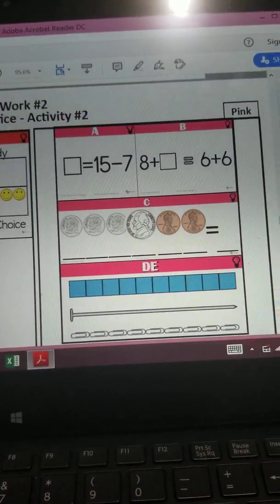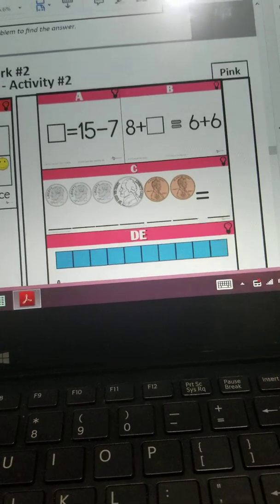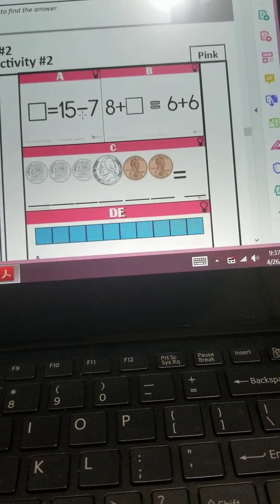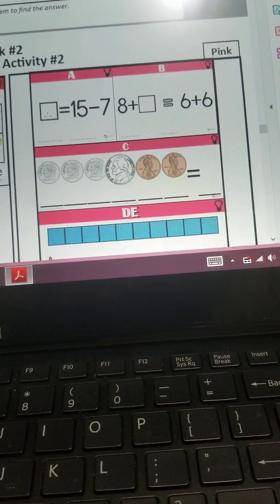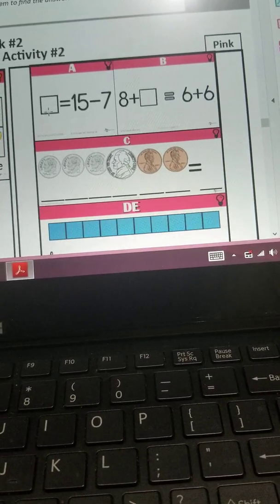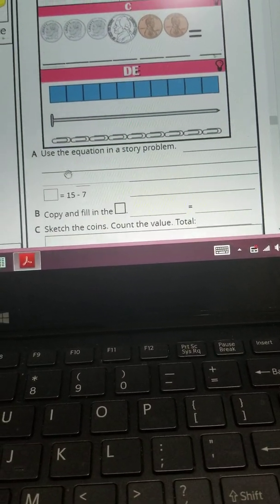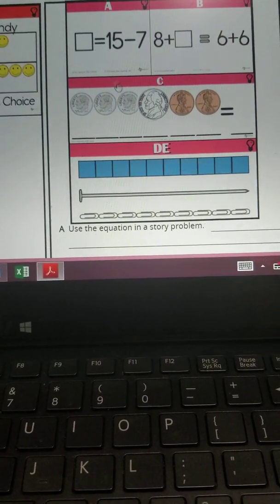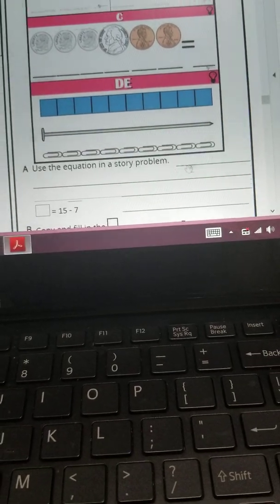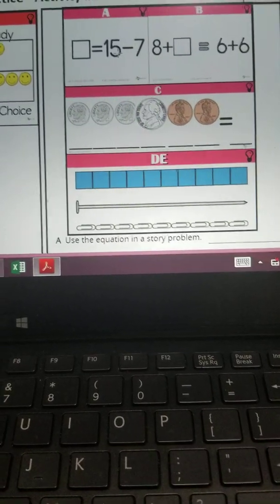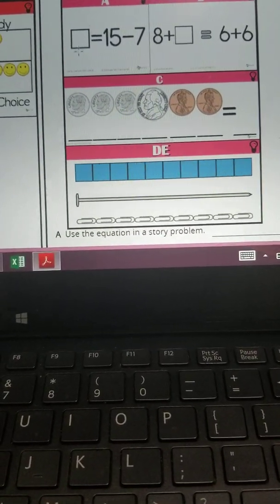Okay? Now we're going to go ahead and look over at the other side, which is color pink. And you have A, which is a subtraction problem. It's just backwards, but it's okay. You have to figure out what 15 take away 7 is. Write your answer here. And then it's asking, use the equation in a story problem. So now that after you figure out your answer, you can write a simple story problem. I had 15 lollipops, I ate 7, now I have how many?